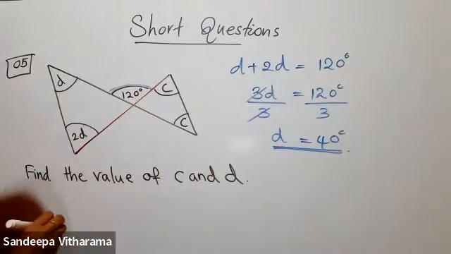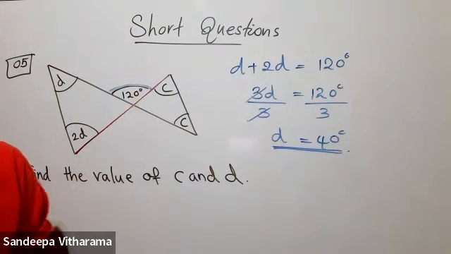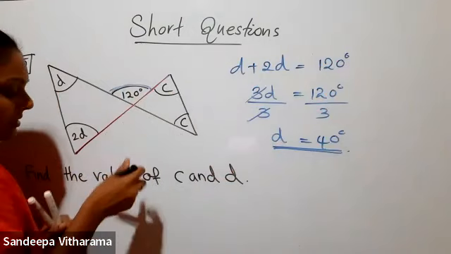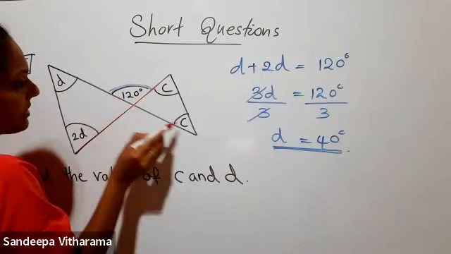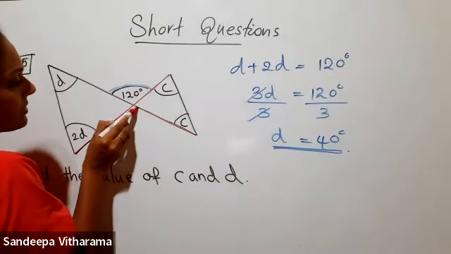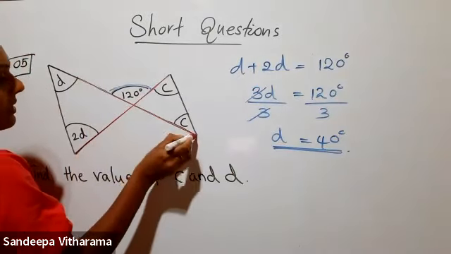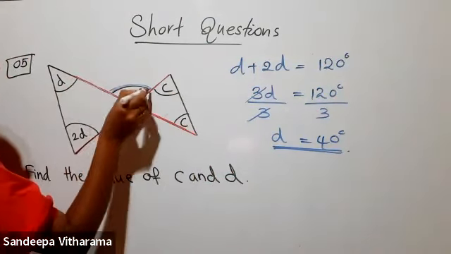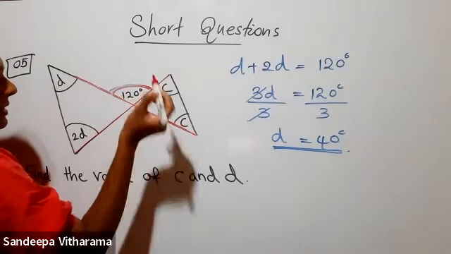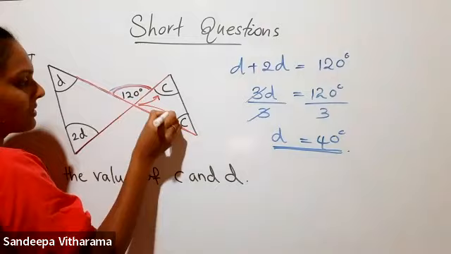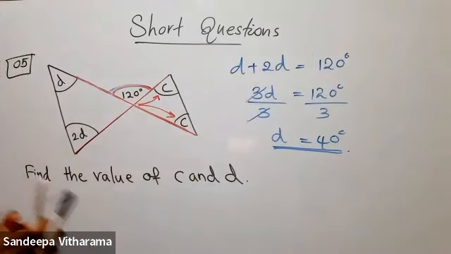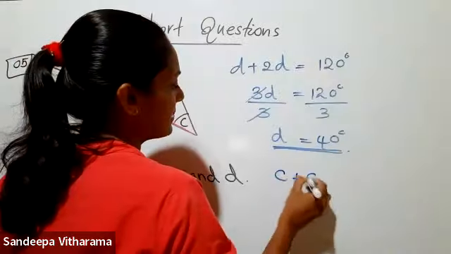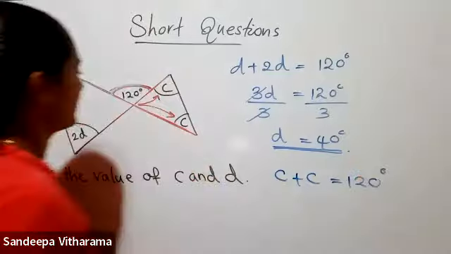Okay. Then identify that here, by producing this straight line segment up to this, it forms an exterior angle. Okay. Then this is equal to the sum of two interior angles. So it is C and C equals 120.